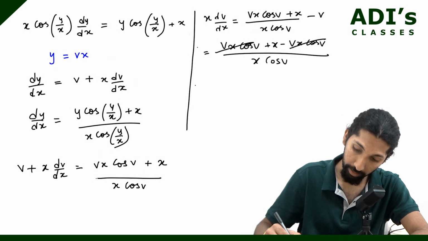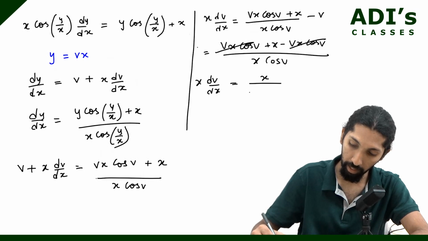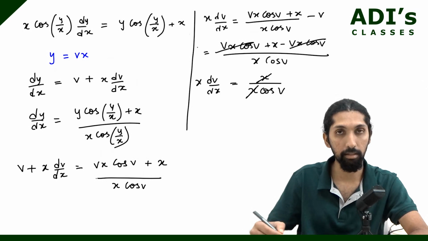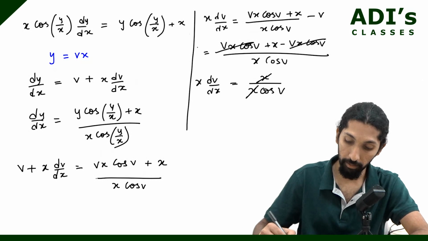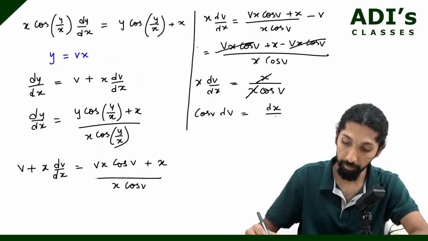Now you have x into dv by dx is equal to x divided by x cos v. X and x cancel out. Cross multiply: cos v dv is equal to dx divided by x.